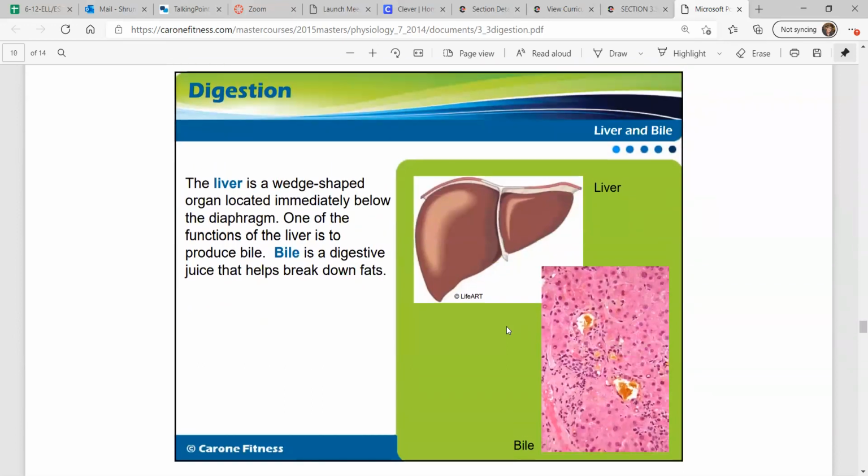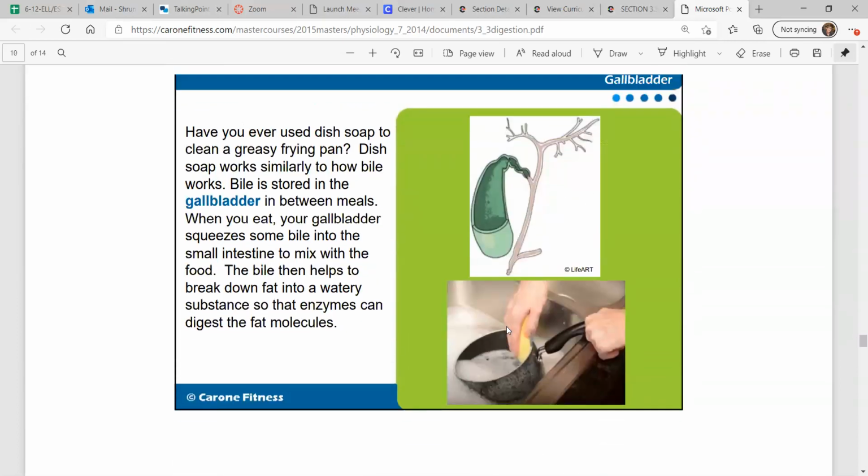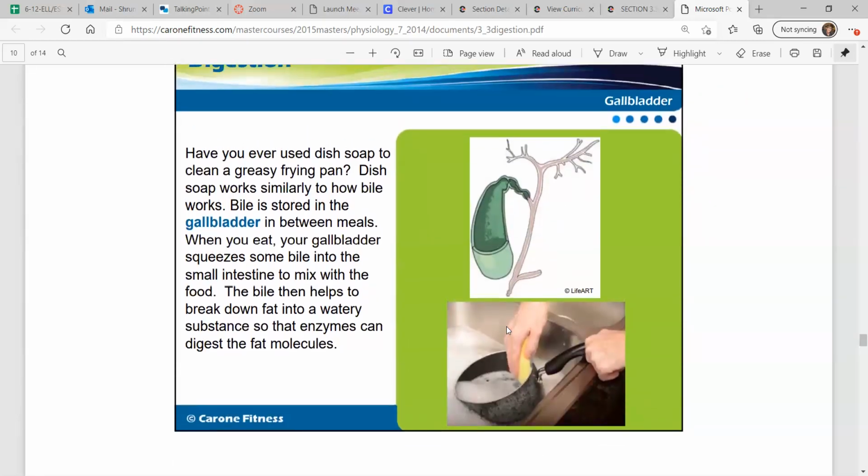The liver is a wedge-shaped organ located immediately below the diaphragm. One of the functions of the liver is to produce bile, and bile is a digestive juice that helps break down fats. All right, so have you ever used dish soap to clean a greasy frying pan? Dish soap works similarly to how bile works.